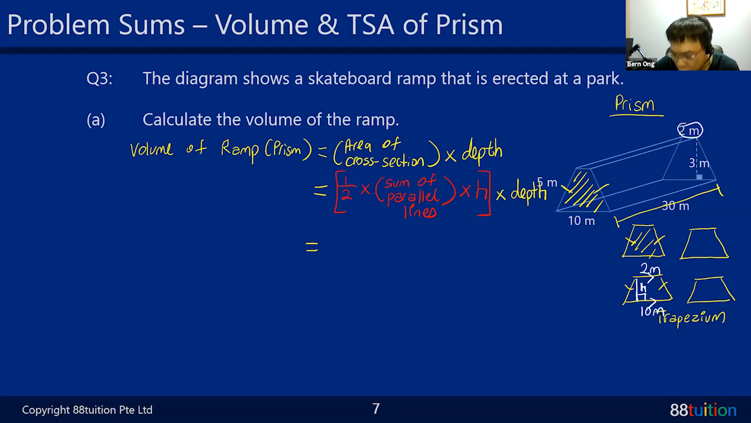Can you see? So that is the parallel line. Good job, thank you. All right, and the height is what? The height is 3 meter. So you see, I got all the information. Nice. Okay, let me apply it in.